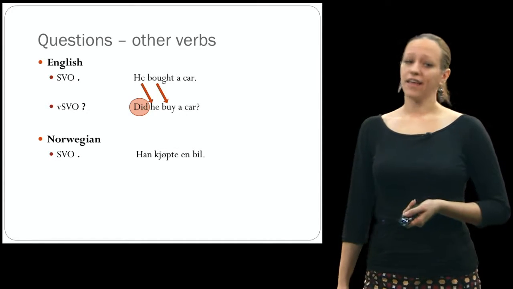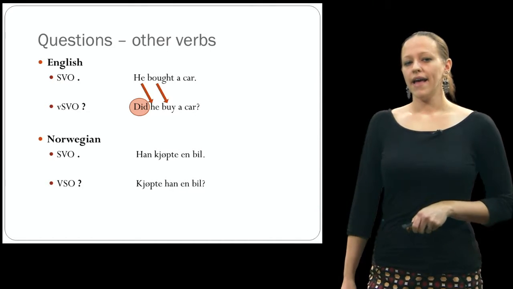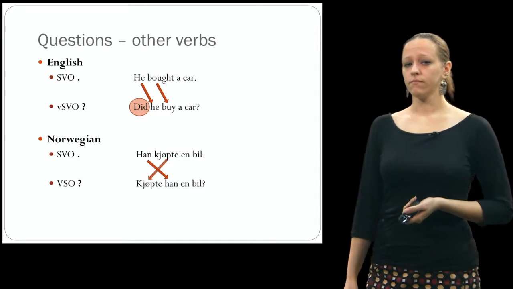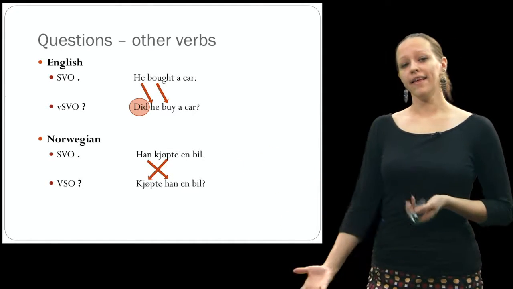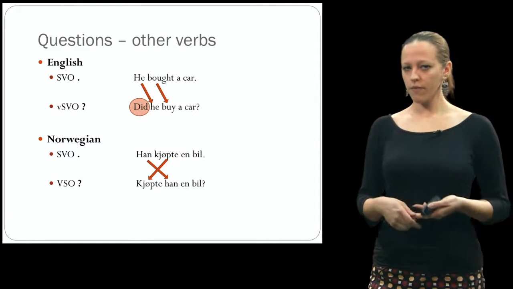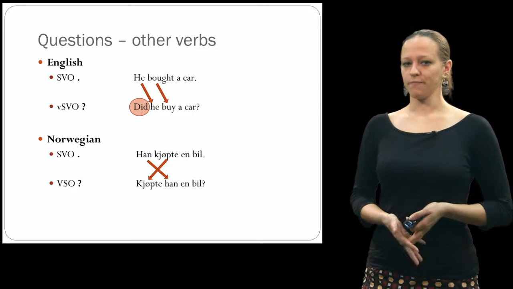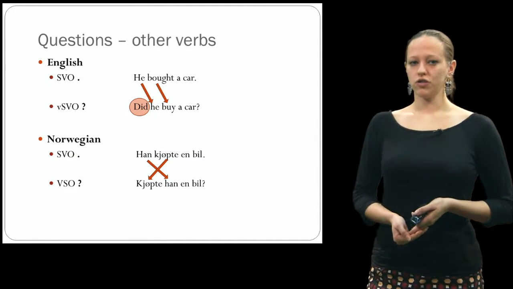In Norwegian, here comes the difference. In the declarative sentence, han kjøpte en bil, and in the question, we do the same thing as we did with modal verbs. We just swap them. Kjøpte han en bil? And this can create problems, so you have to remember not to use the Norwegian rule again in making questions. And now we'll look at some exercises to see if you have understood this correctly.